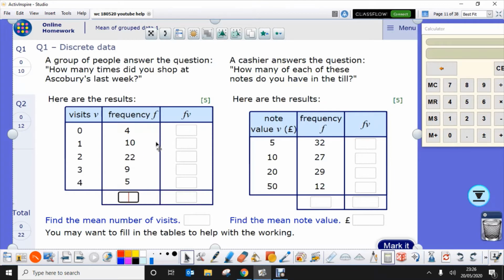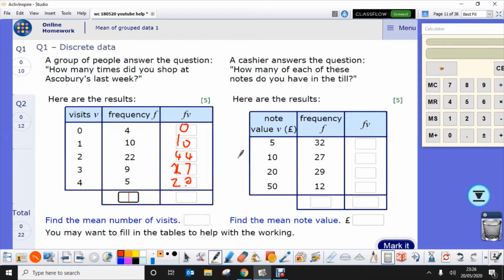So if I want to try and finish these answers here, remember step 1, find f of x. Well, in this case they said visits is equal to v, so f of v is exactly the same as f of x. It doesn't matter what this variable is, all I'm doing is multiplying the visits by the frequency. So 4 times 0 is 0, 1 times 10 is 10, 2 times 22 is 44, 3 times 9 is 27, 4 times 5 is 20.